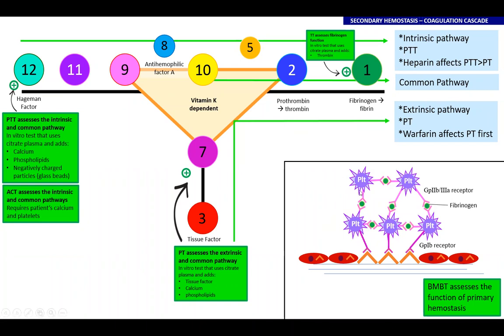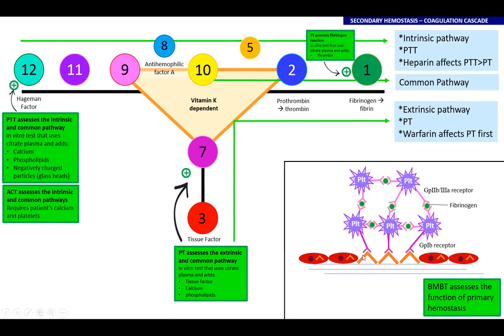So they don't function properly, they don't aggregate very well, and so same thing as with aspirin, you have an increased BMBT because they're not aggregating and forming that primary platelet plug, but your platelet numbers are going to be normal, and your PT and PTT and TT are going to be normal because your secondary hemostasis and coagulation factors are not involved. Okay, the next one is von Willebrand factor.